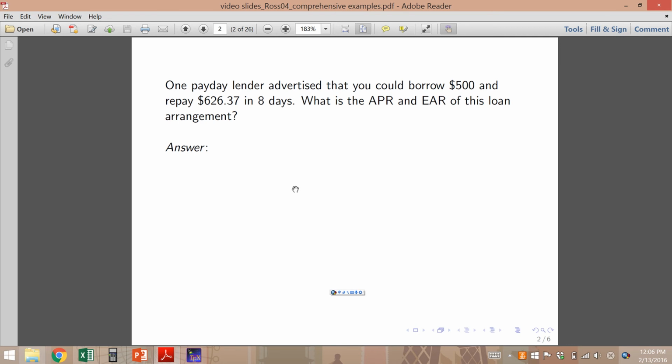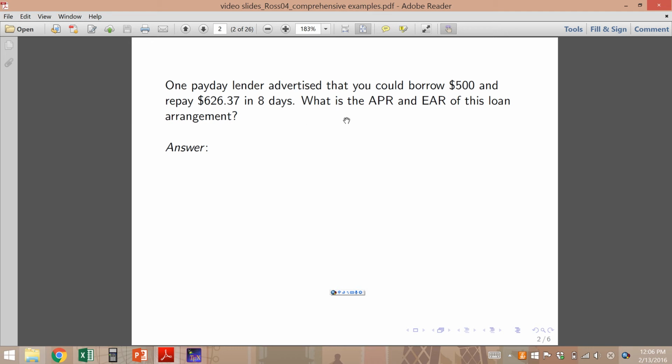In the first question, we're asked for the APR and EAR for the loan arrangement. So let me briefly talk about what a payday lender is. It's a special type of loan arrangement. For example, if you're expecting your paycheck in 10 days, but right now you really need money to pay for the rent, what you can do is go to the payday lender and borrow money from them, and then you're gonna pay them back on the payday.